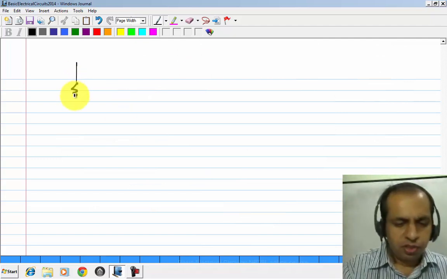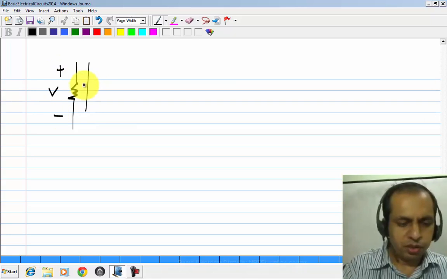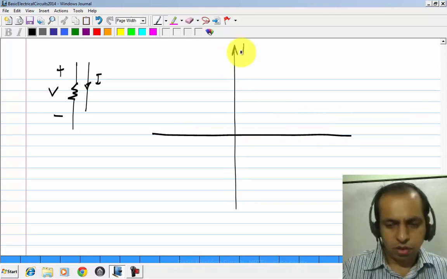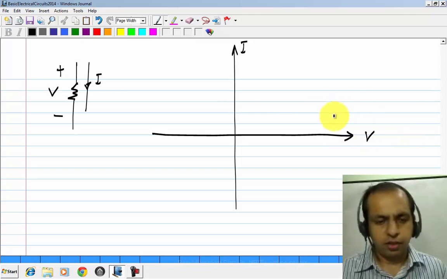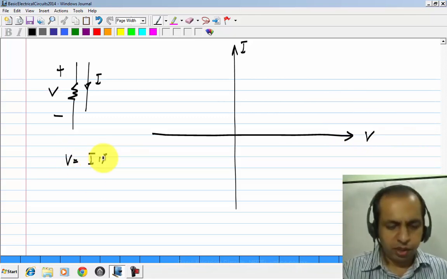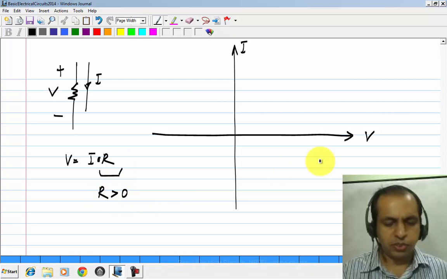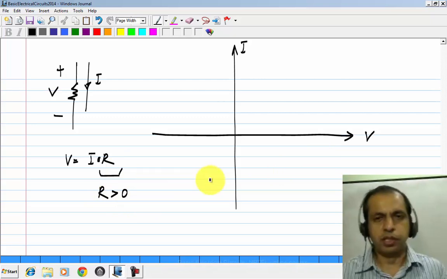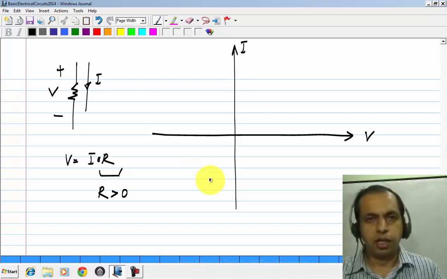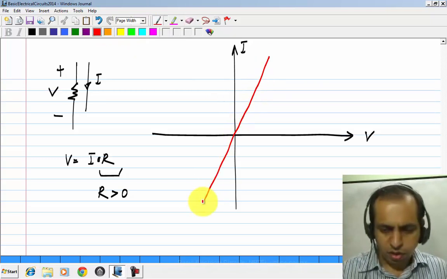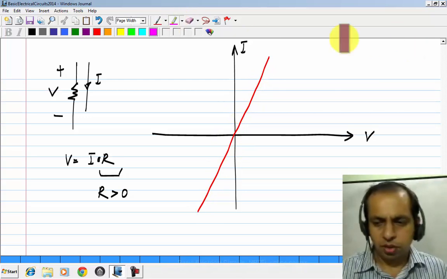Now as before, we also sometimes depict the characteristics graphically. We have I and V, and V is given by I R, and if you take a physical resistor, the resistance will be positive. Okay, that means that if you take a bar of material and connect two terminals to it, and you measure the proportionality constant between V and I, you will find a positive constant. Okay, what will that curve look like? It will be a straight line passing through the origin.